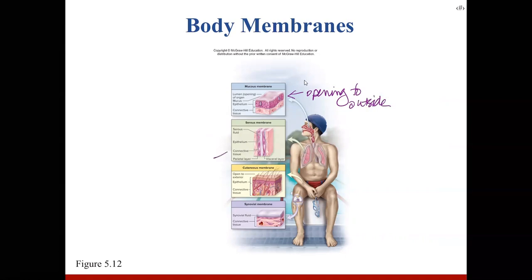A serous membrane, these are going to line the body cavities. Cutaneous membrane, that's your skin, right? That's the outside. And then synovial membranes, they're in your joints. So this is showing you the knee. Really, this sums it up, right? Mucous, serous, cutaneous, and synovial.